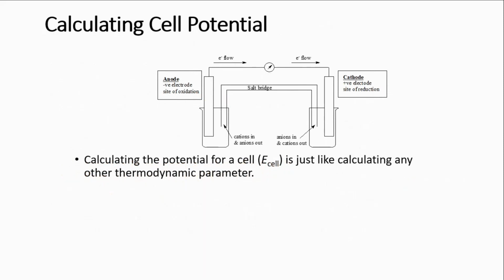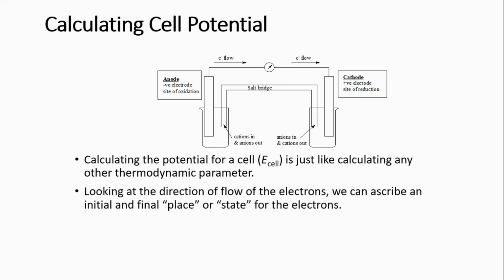Now, calculating cell potentials. Generally, when you arrange your galvanic cell, you will have 2 half cells, the anodic half cell, or the anode half cell, and the cathodic half cell. The anode is negative, the cathode is positive. The anode is the site of oxidation, the cathode is the site of reduction. And of course, you have to have your salt bridge. Now, to calculate the potential for a cell, it is just like calculating any other thermodynamic parameter. And you'll see what I'm talking about.